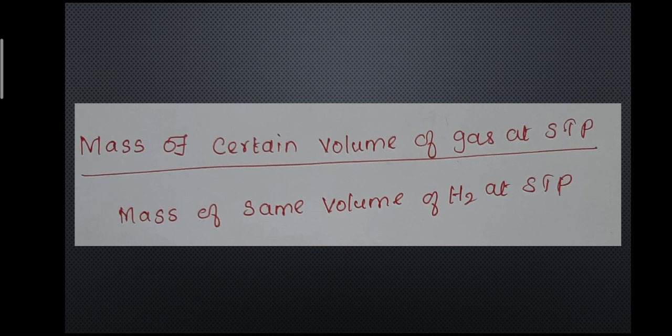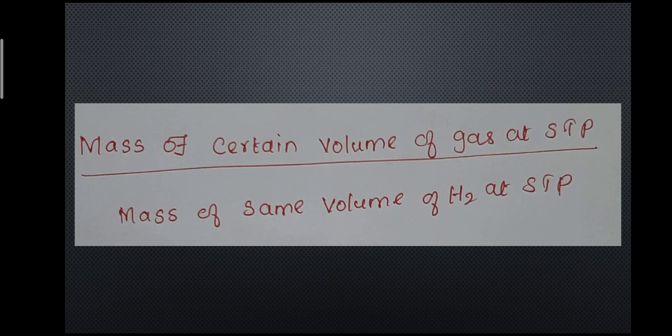How will you say this in words? Vapor density is defined as the ratio. Remember, two masses we are comparing. So it is the ratio of the mass of a certain volume of gas to the mass of the same volume of hydrogen at STP. This we have to understand.